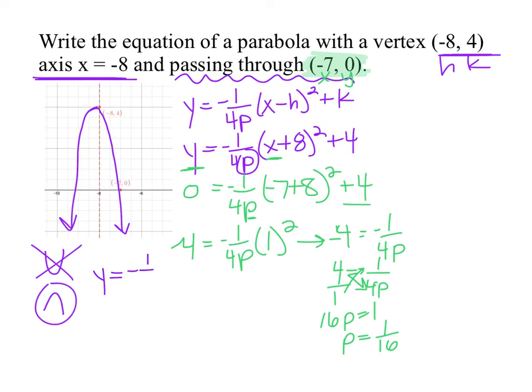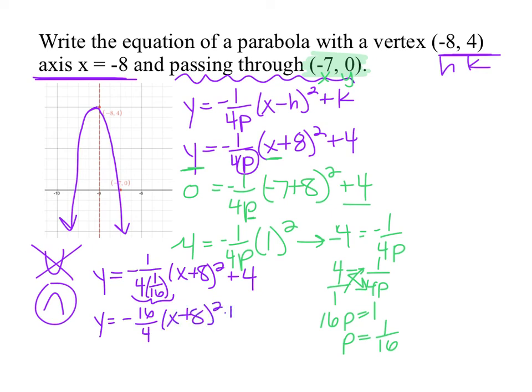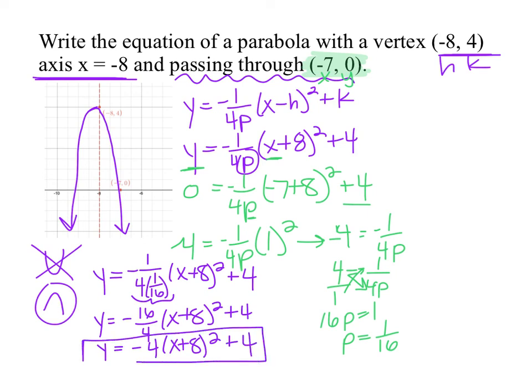y equals negative 1 over 4 times 1/16, (x plus 8) squared plus 4. And then from there, this 1 over 4/16, that's a fraction within a fraction. So we're going to write it as the reciprocal. So really this negative 1 over 4/16 is negative 16/4 (x plus 8) squared plus 4. So y equals negative 4 (x plus 8) squared plus 4. And that is your equation of the parabola.